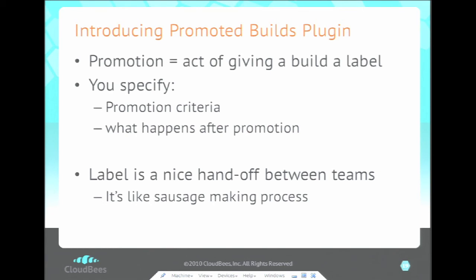So when you automate this, you specify the promotion criteria, meaning what's necessary, which jobs need to pass for the build to be promoted, and you could also control what happens after promotion. You could specify to Jenkins that it has to do certain things after the promotion happens. And the reason I like this is that this label is really a nice handoff point between teams.